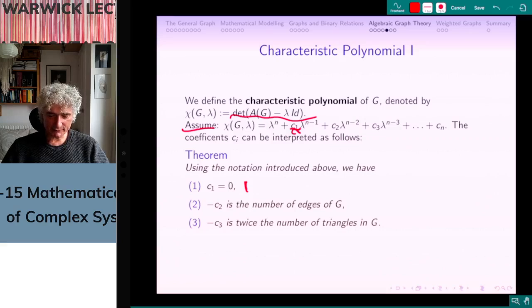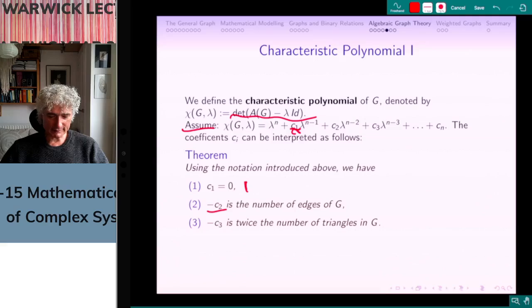Then minus c2 is the number of edges of G. Now, this can also be interpreted in the following way. One edge together with the two vertices which are connected by this edge is of course also a subgraph in our notation, or in our definition. So this would be a very small subgraph with two vertices and one edge. And so minus C2 would be the number of these very simple subgraphs.